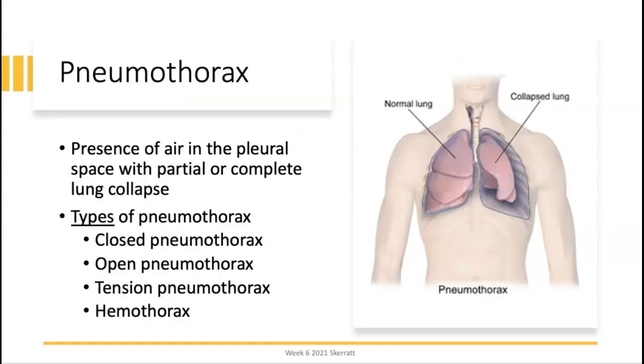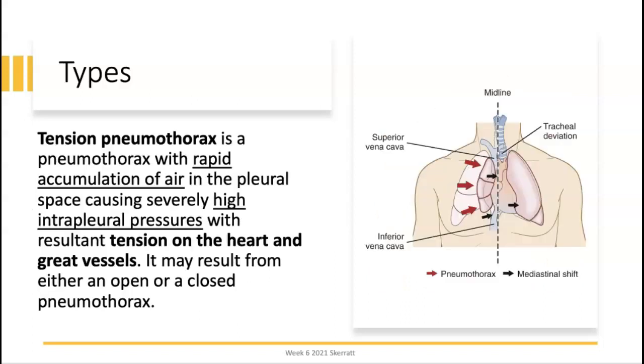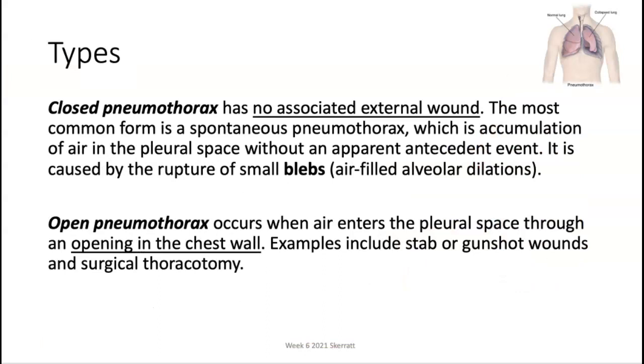So pneumothorax, again, I said it was the presence of air causing a complete or partial lung collapse. There are different types of pneumothorax. And I will discuss the four here: closed, open, tension, and hemothorax. So a closed pneumothorax has no external wound. And so it's often called spontaneous pneumothorax, which is the accumulation of air in the pleural space without an incident. There's no reason for it to happen.